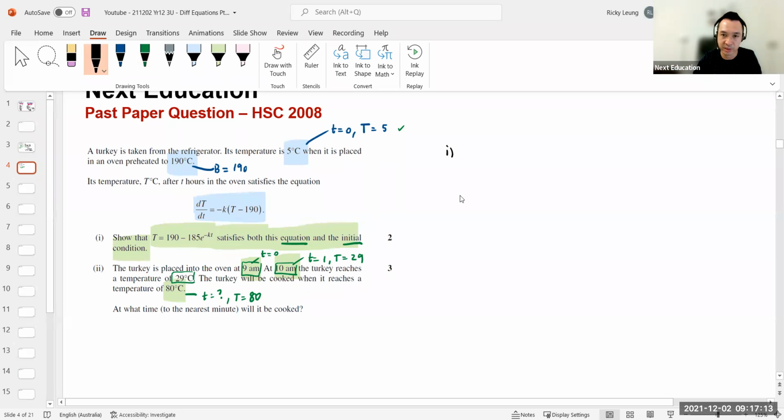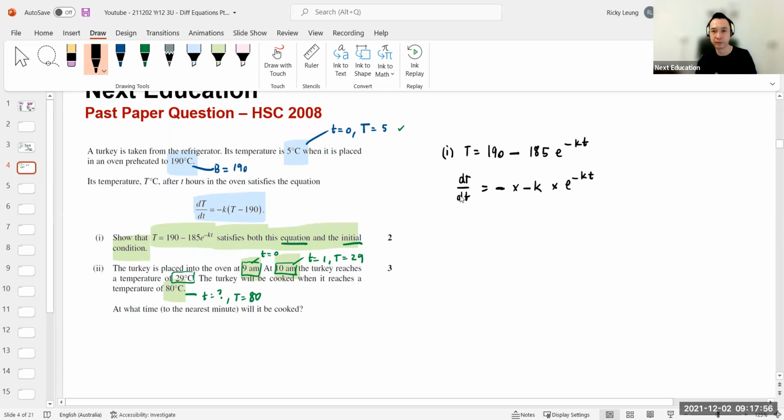Let's attempt this question. Whenever they ask me to prove that a solution satisfies a differential equation, I don't need to integrate. I start with the solution and differentiate it with respect to time, making it look like the differential equation, and then say therefore it satisfies it. So when you differentiate this, the constant goes away, the negative k comes down. If it's okay with you, I'll keep a negative there, bring down the negative k and go times negative k, and then times e to the minus kt.